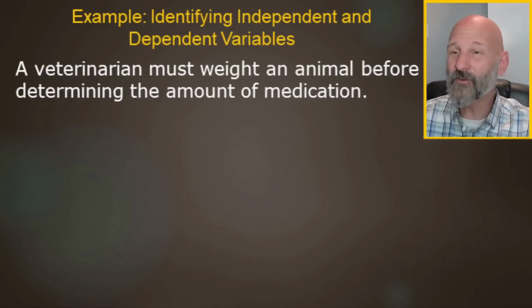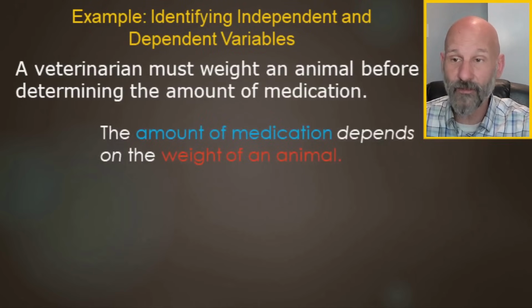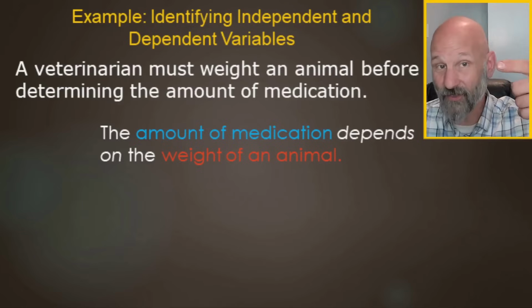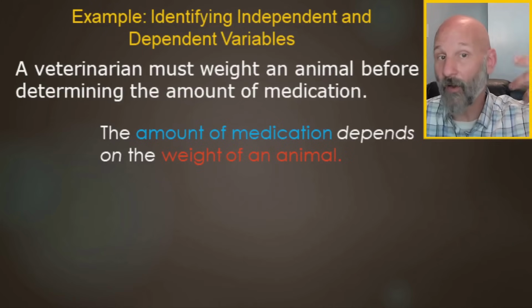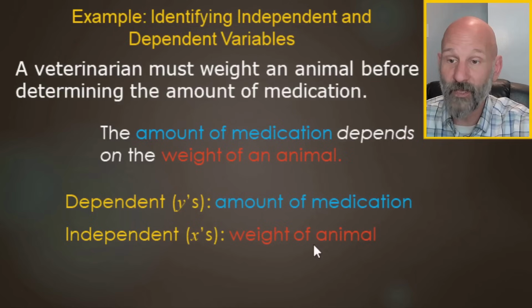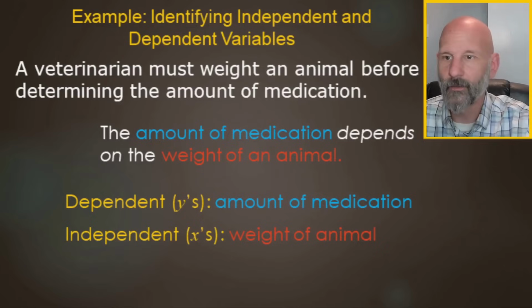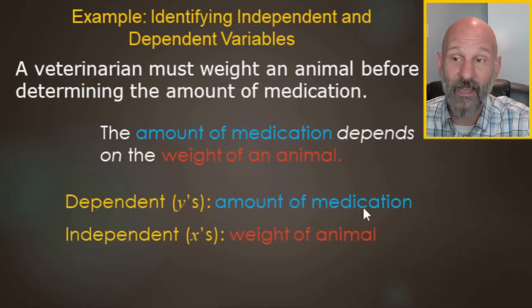Here we have a veterinarian must weigh an animal before determining the amount of medication. In other words, the amount of medication depends on how heavy the animal is. So the weight of the animal, that's going to be your independent variable. So your values for x are going to be pounds or kilograms, depending on where you live, right? And then the dependent is going to be how much medication is given. So your values for y are going to be like milliliters or whatever it ends up being.